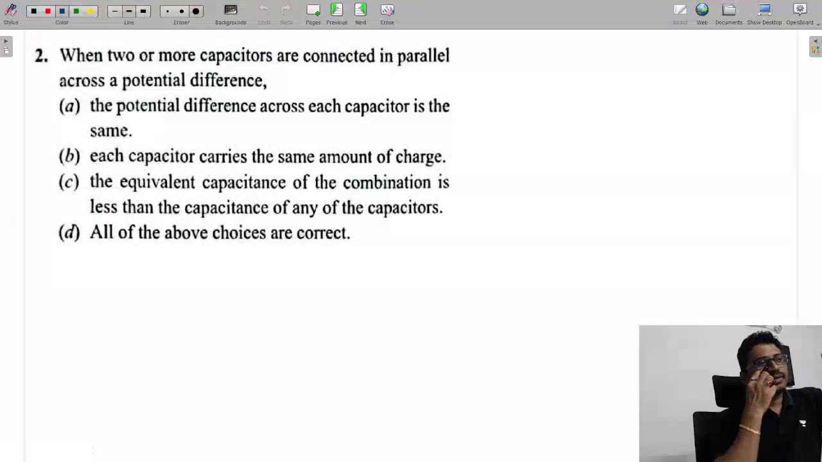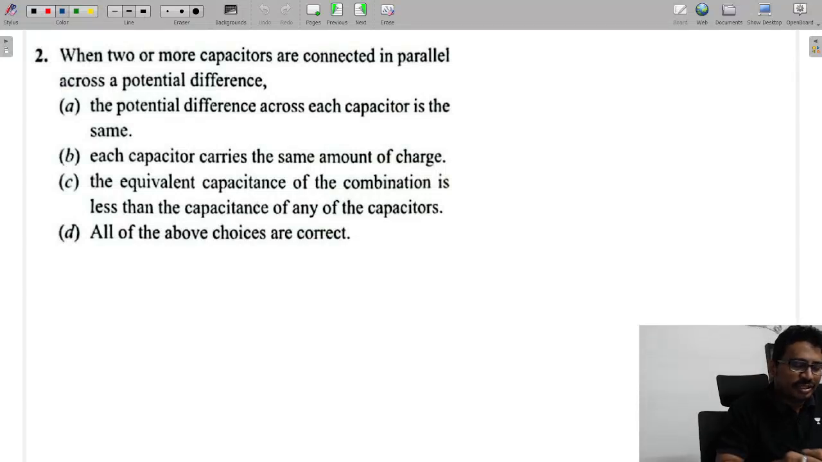Now see the next problem. When two or more capacitors are connected in parallel across a potential difference. Now the capacitors have been connected in parallel. Now you tell me, when the capacitors have been connected in parallel, see what's going to happen.